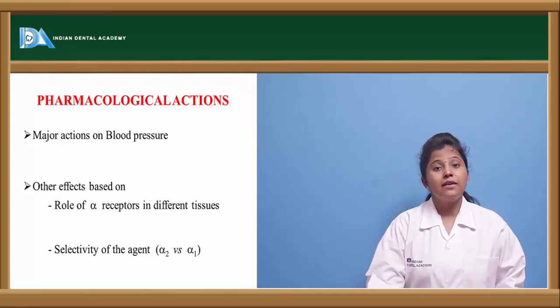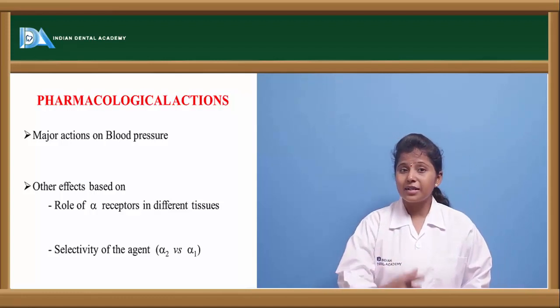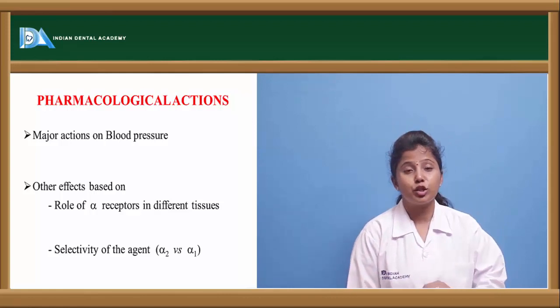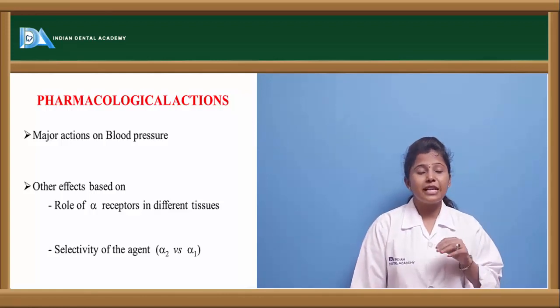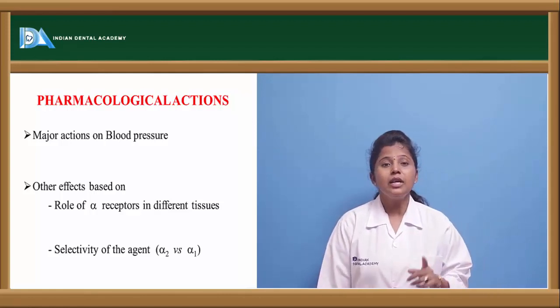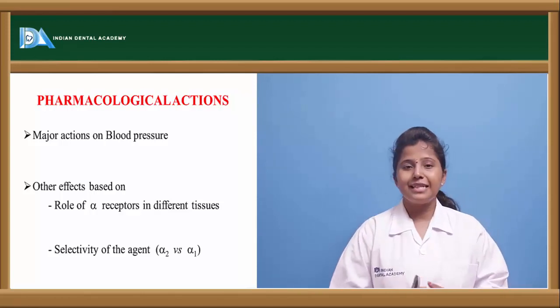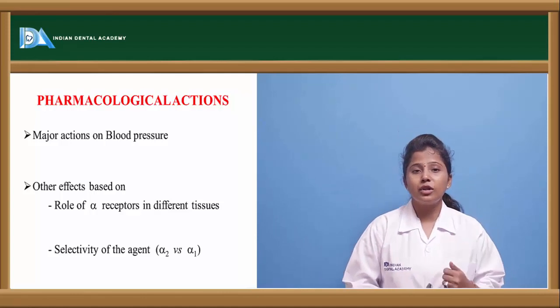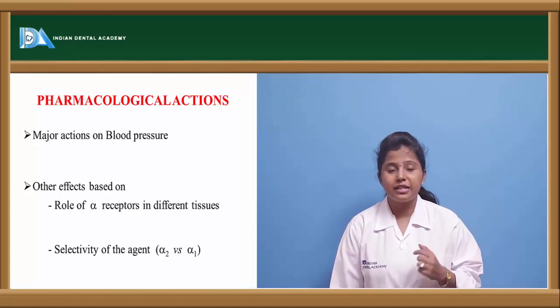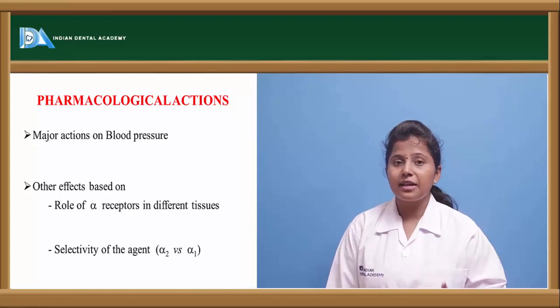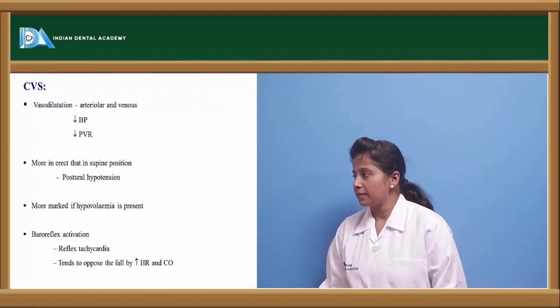a fall in blood pressure. Whereas if it is binding to alpha 2 receptors, then it shows increased blood pressure because of the sodium retention. So the blood pressure increase as well as decrease depends upon the drug binding to a particular receptor. And it also depends on the selectivity of the agent, as I told you, the selectivity towards the receptor. So these effects are based on these categories.